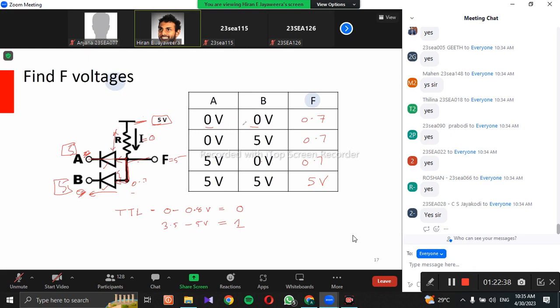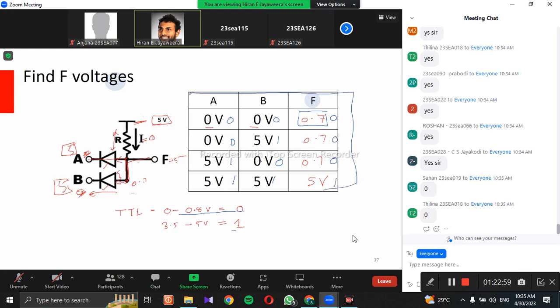So in blue, I will put logic 0, logic 0, logic 0, logic 1, 1, 0, 1, 1. And what is the logic value for this one? 0.7. So that is 0. 0.7, 0, 0, and this is 1. Right? So you can see the logic value. This is the truth table for an OR gate. Oh, sorry, AND gate. Sorry, AND gate.